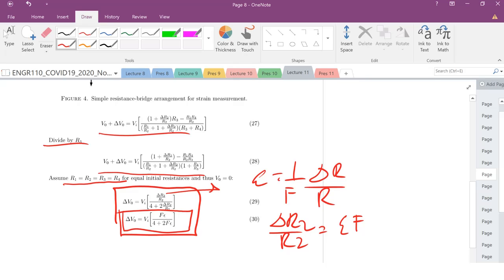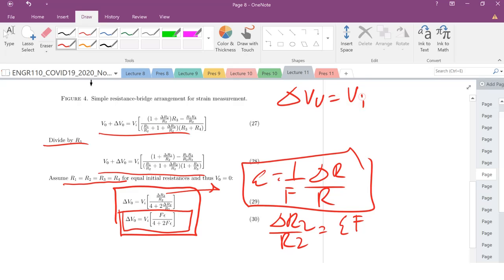This is great because we can now not only correlate a change in resistance to strain, but also correlate a change in voltage over some initial voltage VI to our strain. This is what we're looking for, because this Wheatstone bridge can measure extremely small changes in strain that we couldn't have measured if we just used an ohm meter. So that was our whole analysis and work to get here.